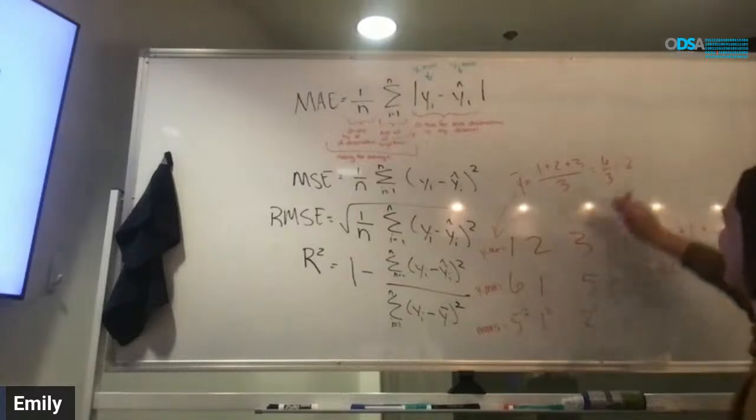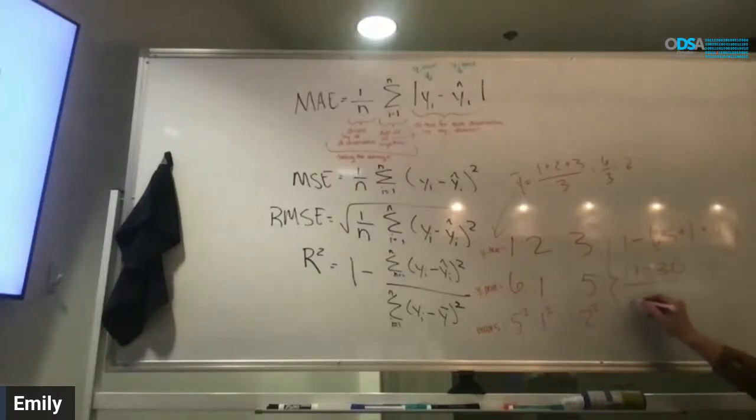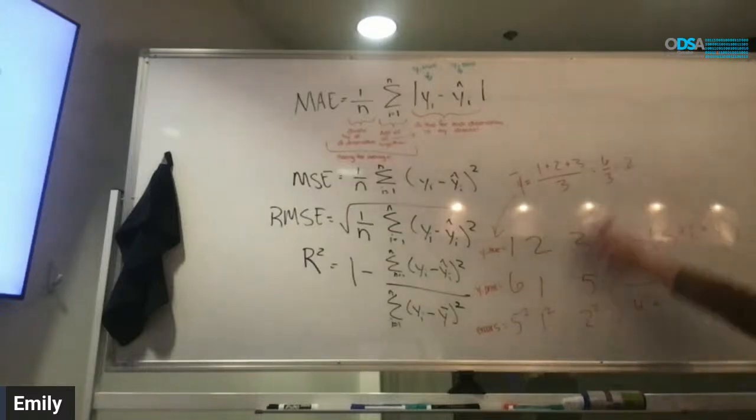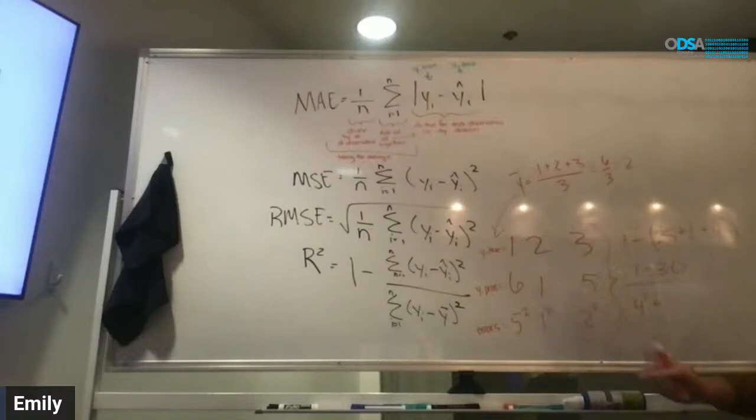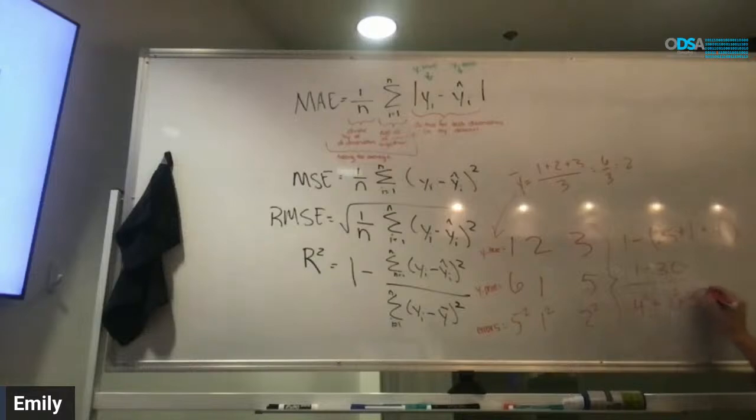2 minus 6 is 4, and then 4 squared. Sorry, this is so messy. I didn't really think through organizing this. But now we're going to move to the next one. 2 minus 1 is 1 squared. 5 minus 2 is 3 squared. 4 squared is 16, plus 1, plus 9, so 16 plus 10 is 26, so 30 over 26.